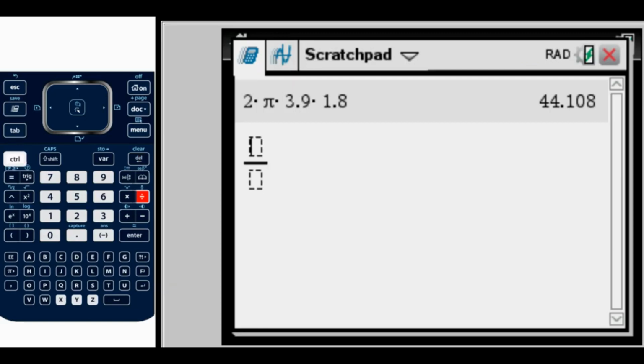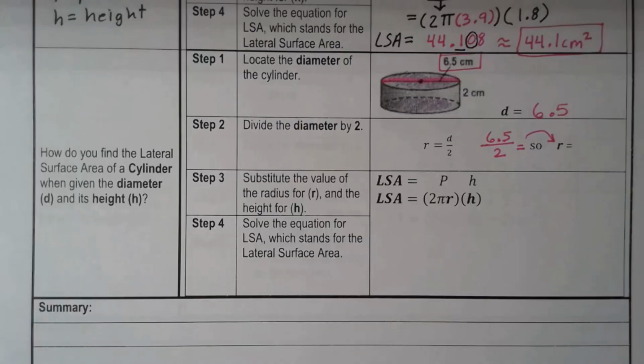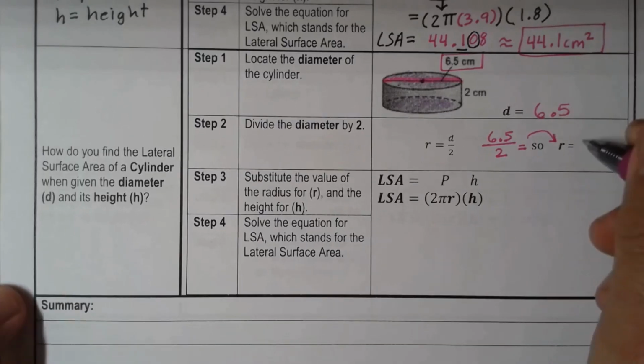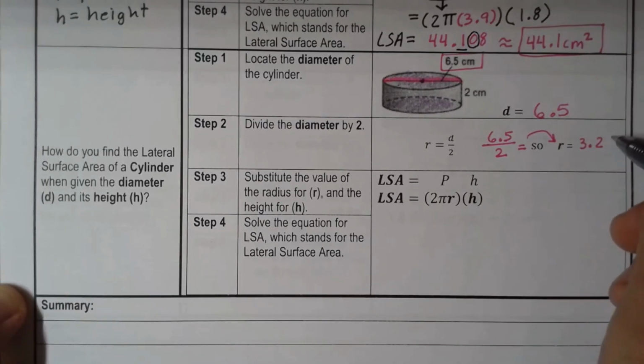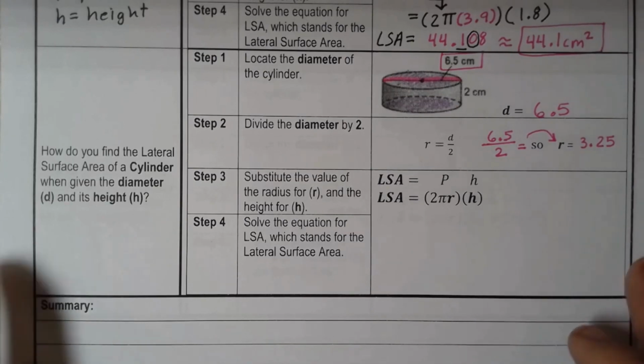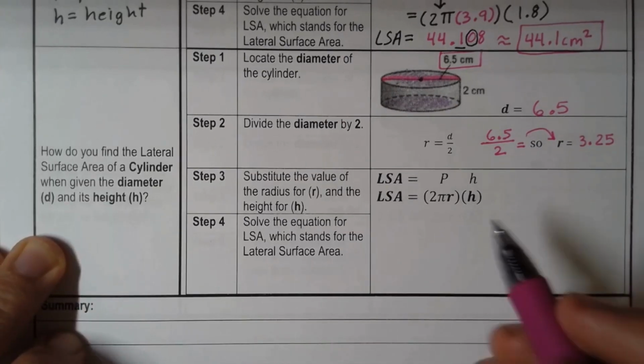Alright, so I'm going to put my fraction bar, and I'm going to go ahead and type in 6.5 in my numerator, and I'm going to put 2 in my denominator, and it's 3.25. We're going to write that down, 3.25, and we'll be using that radius in just a moment.